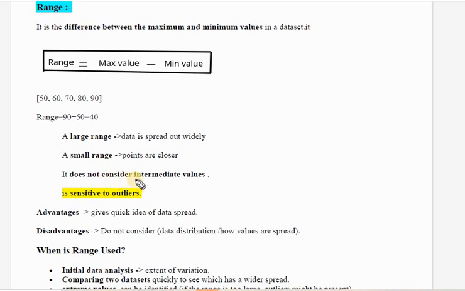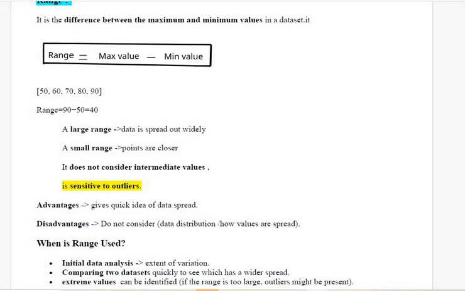The disadvantage of using range is that it does not consider the intermediate values, since it focuses only on the extreme values, so intermediate values are ignored here. The only advantage is it gives a quick idea of how the data is spread. The disadvantage is that it does not consider the data distribution, how the values are spread within the extreme points.